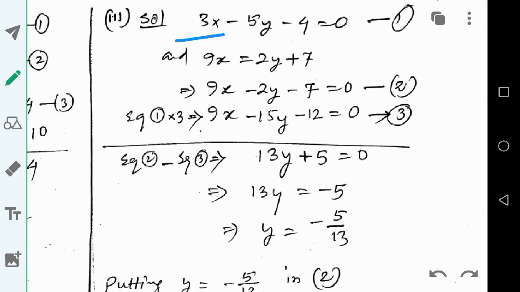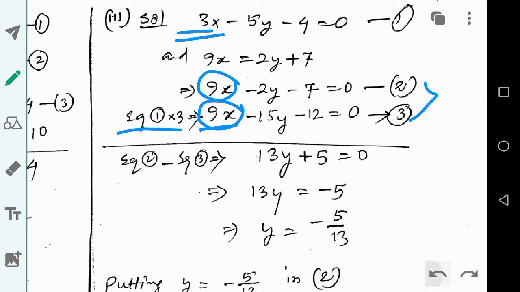so equation number 1 is multiplied by 3, and doing so we have got 3x into 3 is 9x, and 3 into 5 is 15y, minus 5y into 3 is minus 15y, and minus 4 into 3 is minus 12. Okay, so now you see, as both the terms are positive, in that case, if the terms are similar in sign, then we have to subtract these two equations.